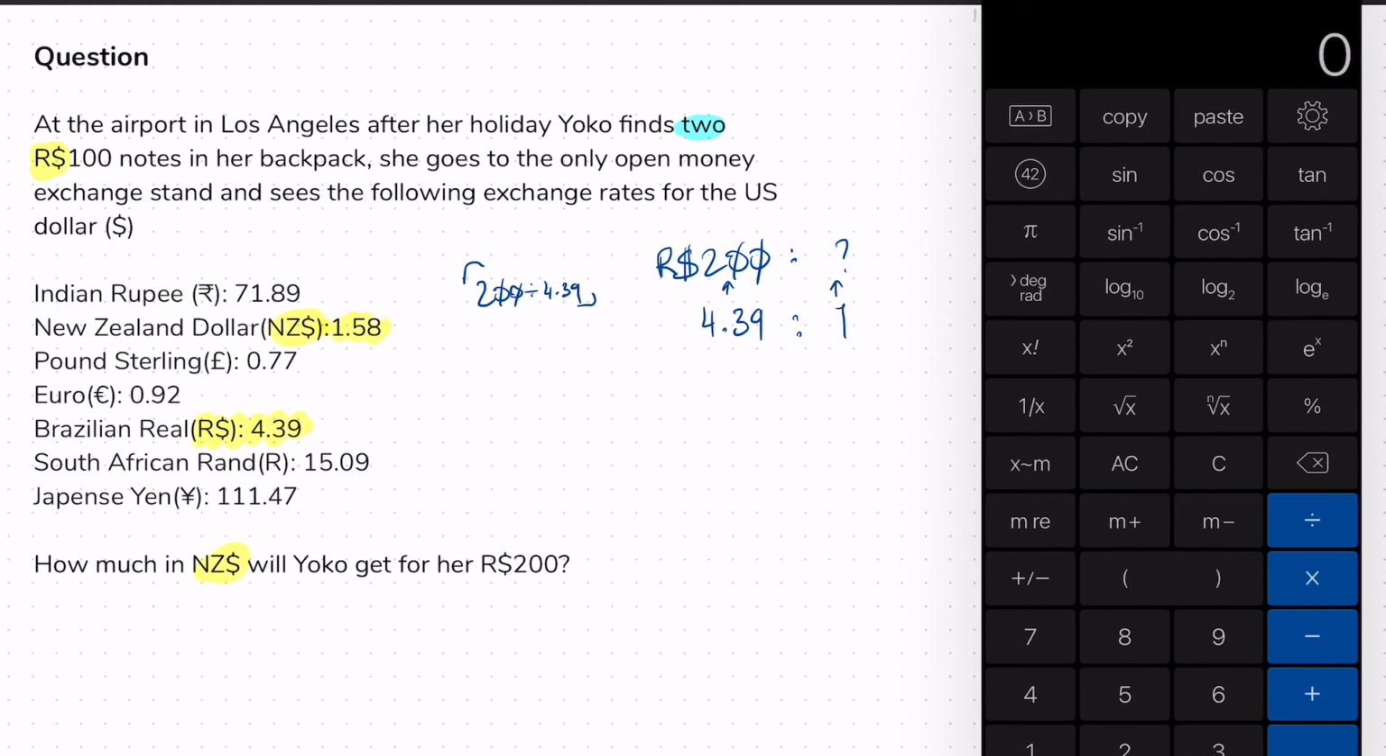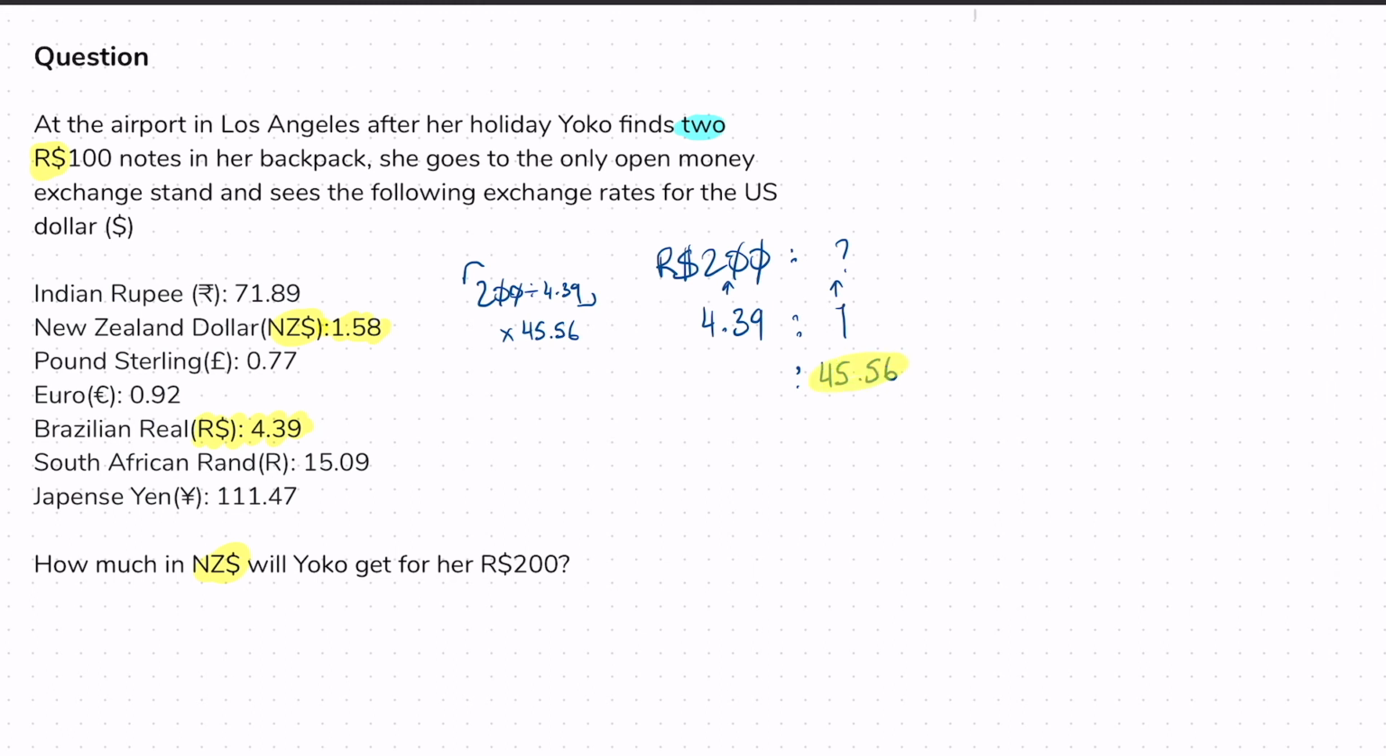So 200 gives me, so the scale is multiply by 45.5, I'm going to round up, 6. So if I do that to the left-hand side, I have to do it to the right-hand side. So 1 times 45.56 is going to be 45.56. So this is how many dollars she has. So we're going to hold on to this. So if she's got 45.56 American dollars, how many New Zealand dollars does that buy her?